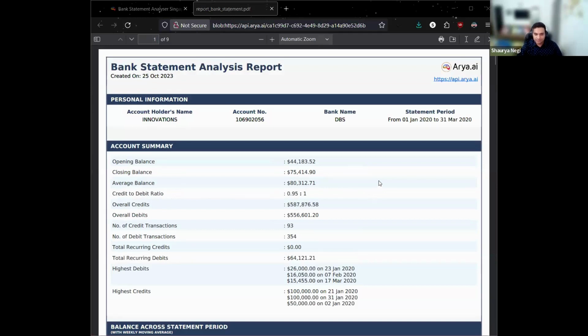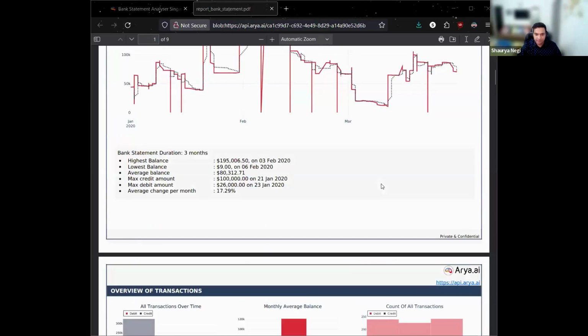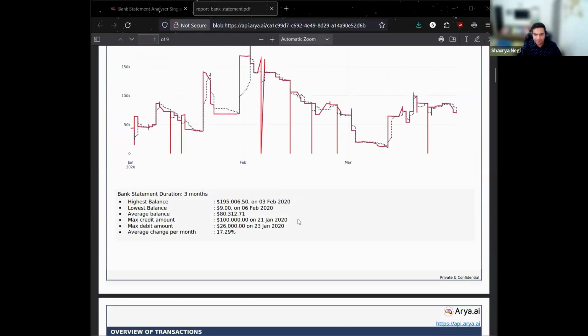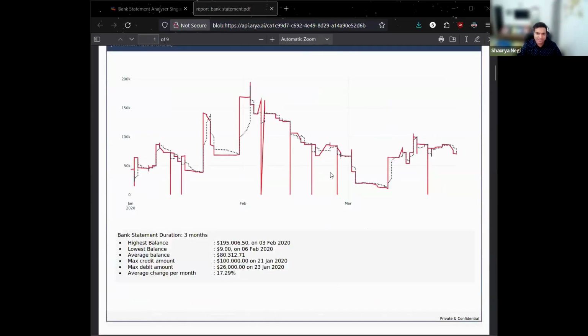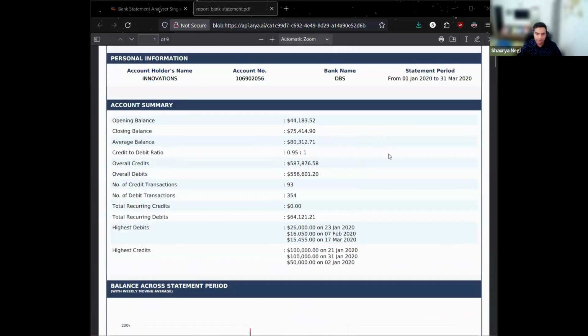We can say that the overall credits are more than the overall debits here. So that's how we have calculated the credit to debit ratio. Or we have other metrics as well, like what are the highest balances, lowest balances, average change per month. And we have many metrics. But is there any specific metric you're looking for or you're asking for? That will help me understand this question better.